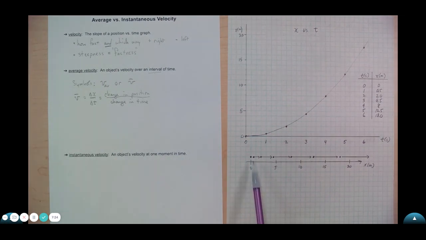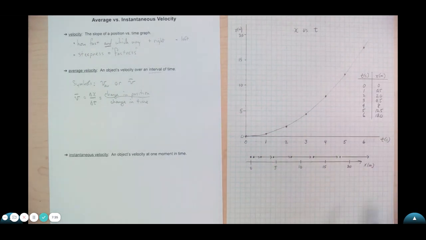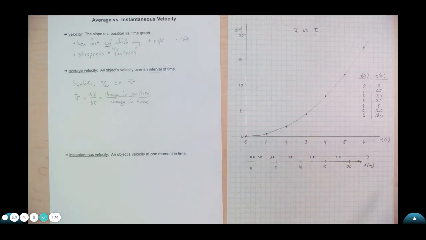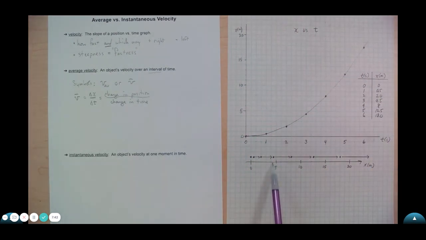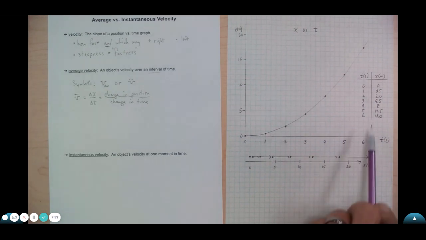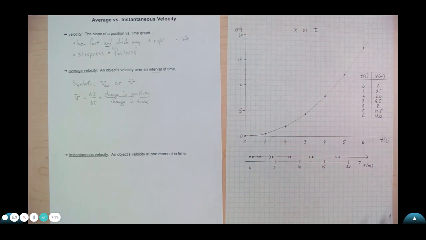This is actually a basketball that was rolling down a sloped driveway. So here's its motion map. At a time of 0, the object was at a position of 0. At 1 second, it was at about a half a meter. At a time of 2 seconds, it was at the 2 meter mark. At 3 seconds, it was at the 4.5 meter mark. At 4 seconds, it was at the 8 meter mark. At 5 seconds, it was at the 12.5 meter mark. And at 6 seconds, it was at the 18 meter mark.